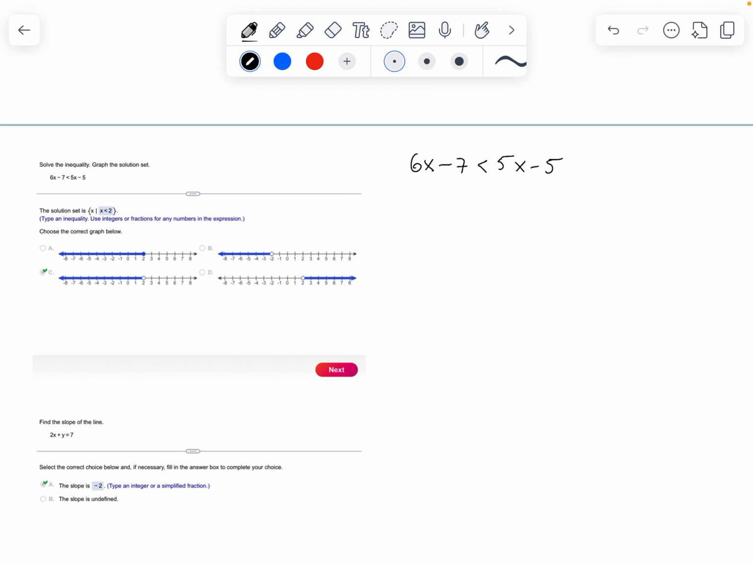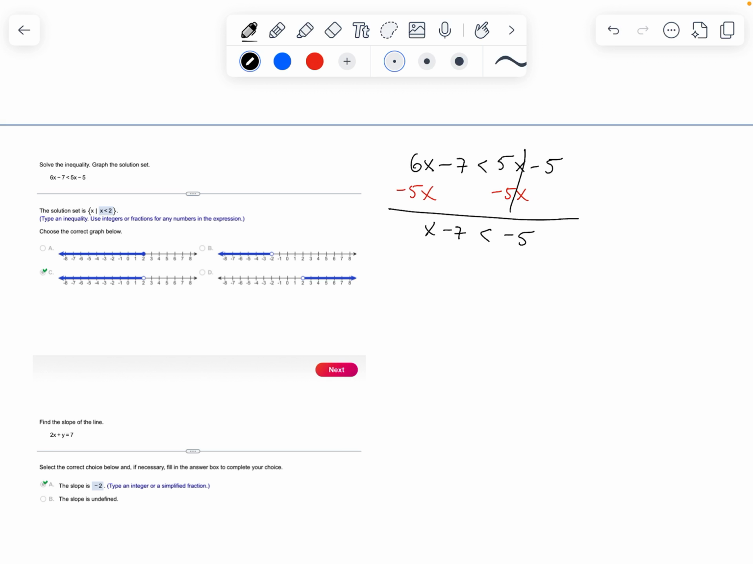So we want to solve for x. We want to bring all the terms with x on one side and all the terms without x on the other side. So I want to get rid of 5x on that side, so I'll subtract 5x on both sides. Here 6x minus 5x will leave me with just 1x. The negative 7 remains. Then 5x minus 5x goes to 0. So on the right side, we are left with only negative 5.